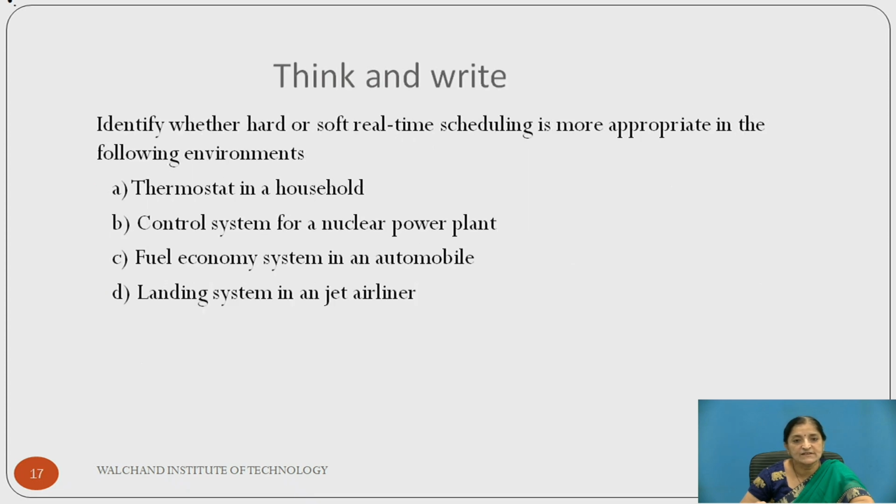Now let's pause the video, think and write. Identify whether hard or soft real-time scheduling is more appropriate in the following cases. First is a thermostat in a household. Second one is a control system for a nuclear power plant. Third one is a fuel economy system in an automobile. Fourth is a landing system in a jet airliner.